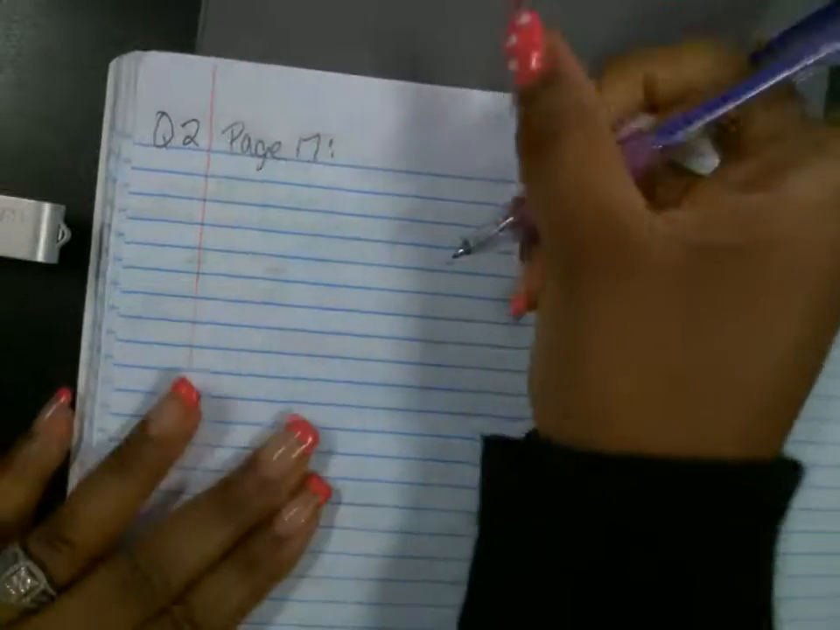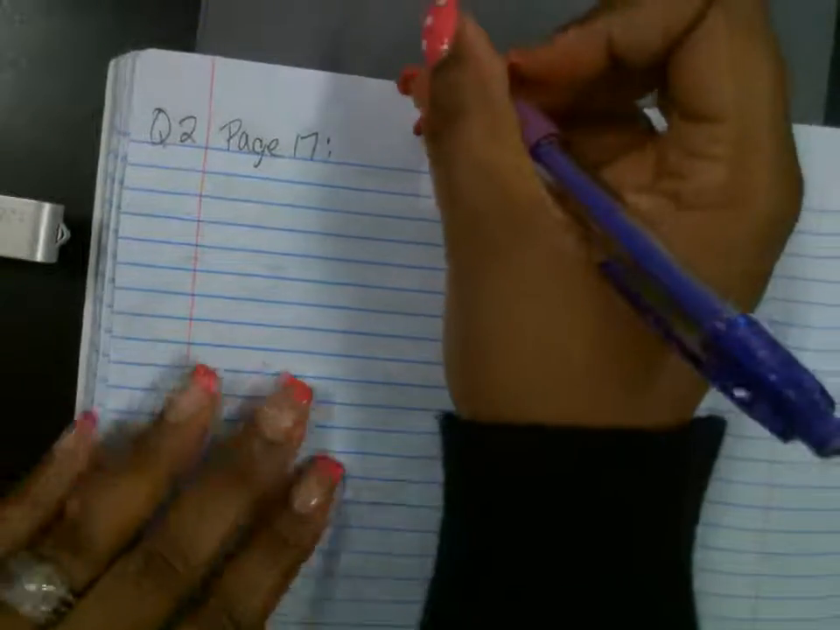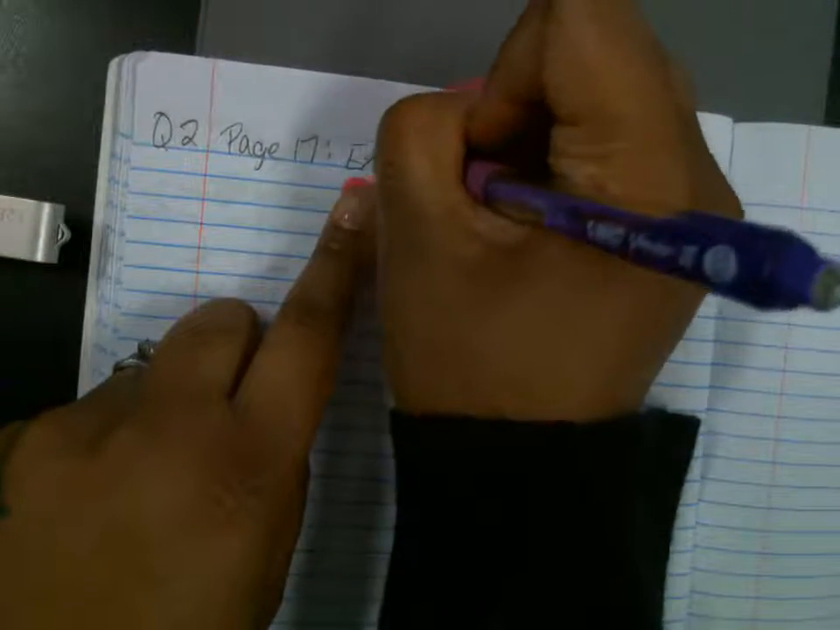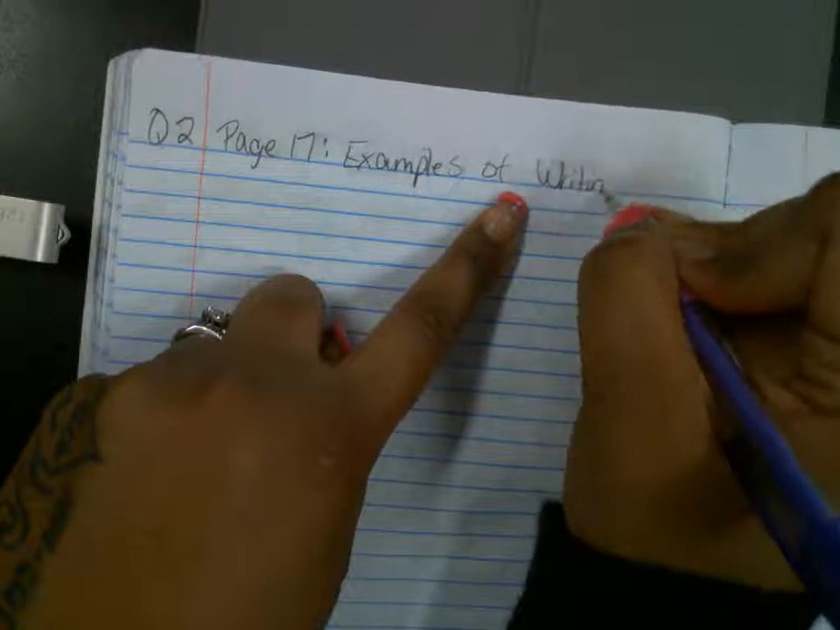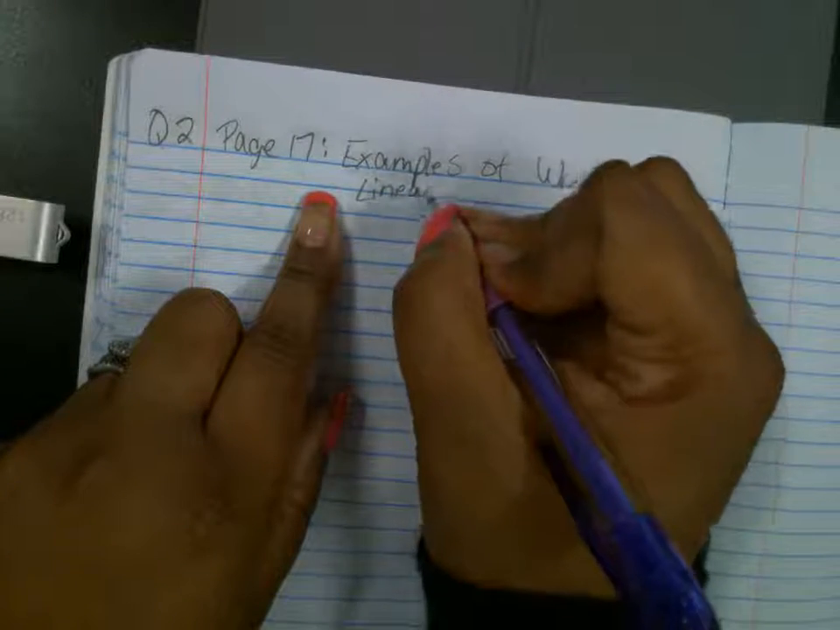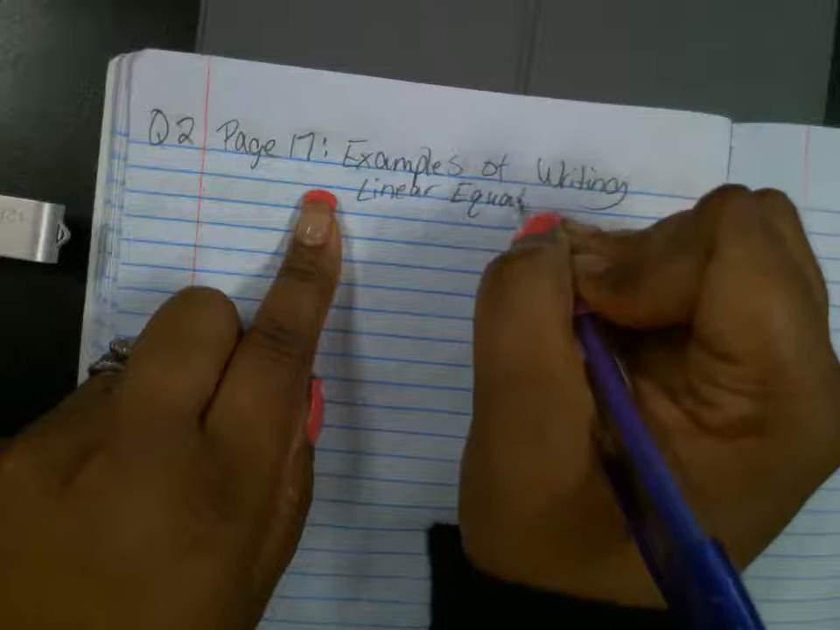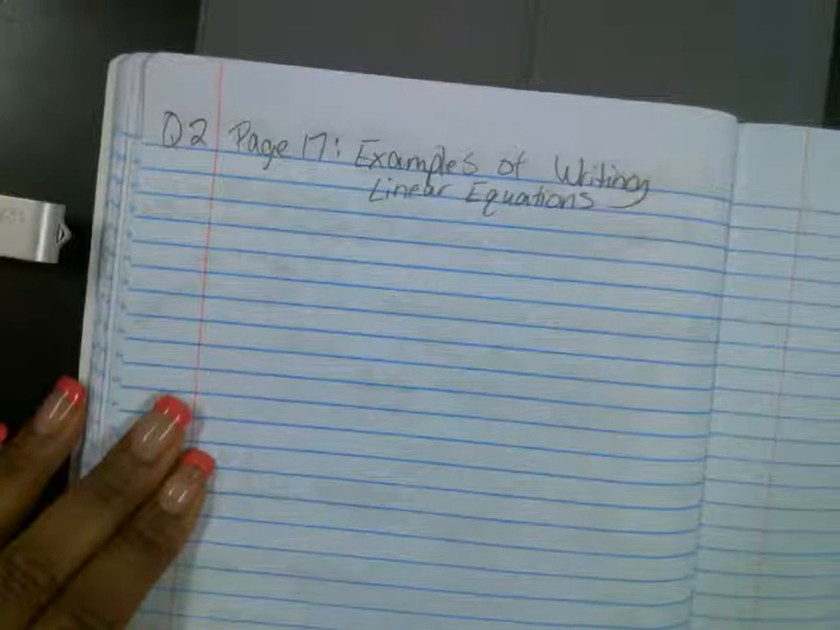All right, let's do some examples. We're going to make this 17 because this is a lot. All right, so we got Q2. This is page 17. Writing linear equation. Let's do examples. Let's just say examples of writing linear equations. All right, and I'll pause, give you a chance to write.